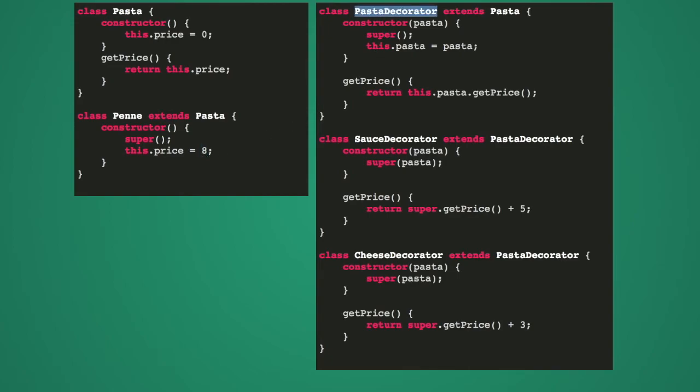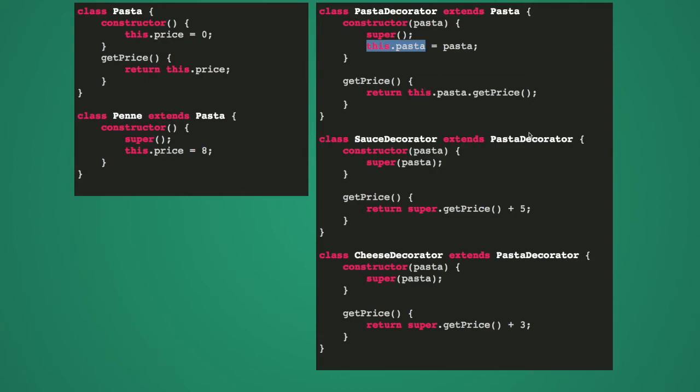Now, you have something called a pasta decorator. It accepts a pasta and saves it as a property. See, it doesn't create the pasta because this is not a factory. This is a decorator. This takes in an existing pasta, saves it for decorating it later, and it can give you the price of that pasta.